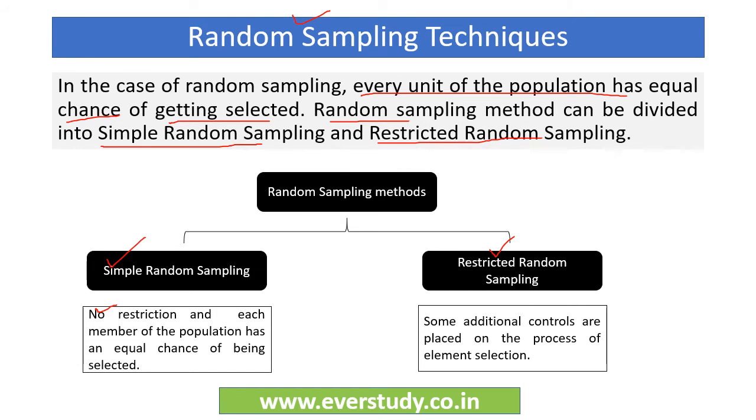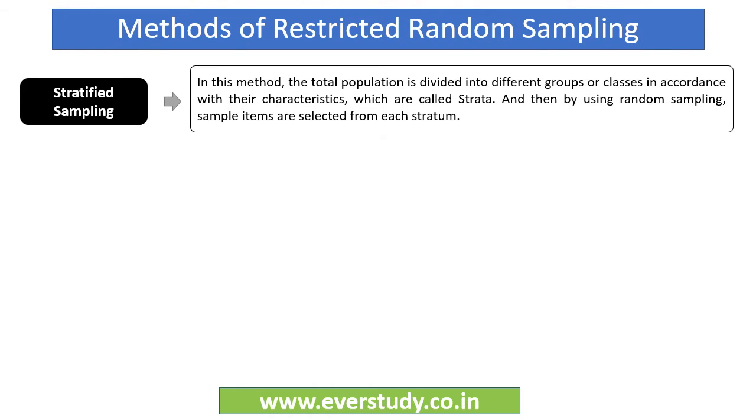Now, in this case of sampling, the investigator puts some additional control on the process of element selection. It means there is a restriction on the selection of units for a sample. And there are various variants under the restricted random sampling. First is the stratified sampling.